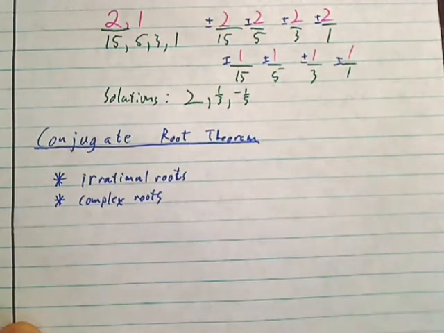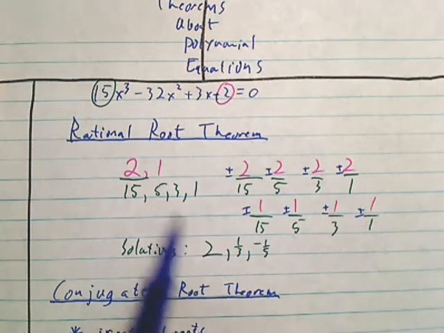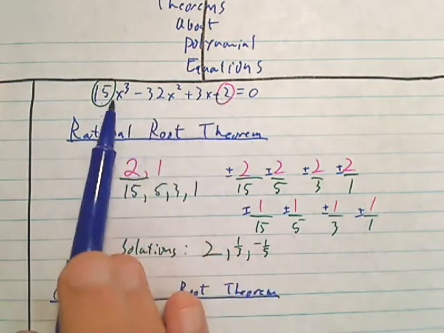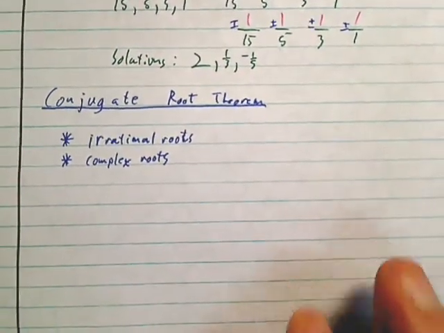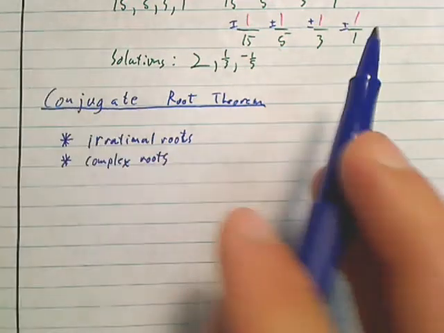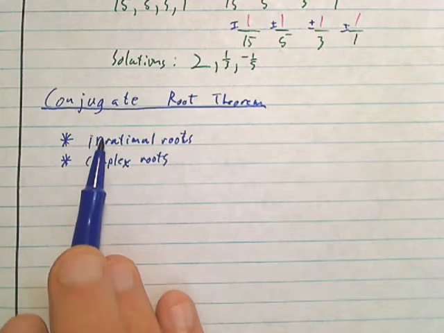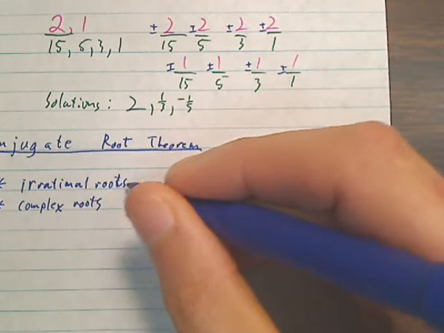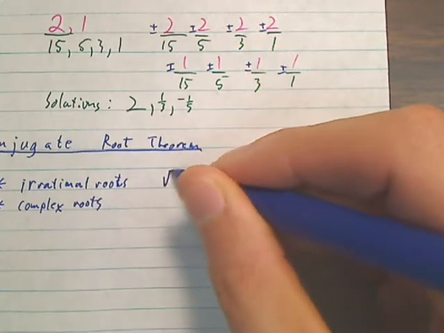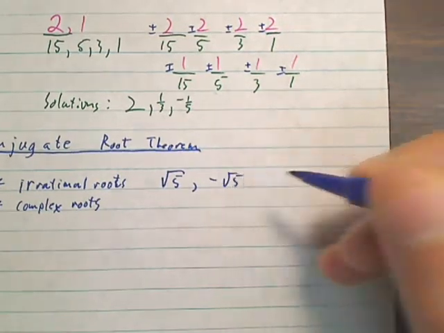And what this says is that if you have a polynomial with rational coefficients, like we do here, all the coefficients are rational numbers. In fact, they're whole numbers here. But if you want your coefficients to always be rational numbers, you have to have these kinds of roots in conjugate pairs. So if you have a root of square root of 5, you need another root of negative square root of 5.